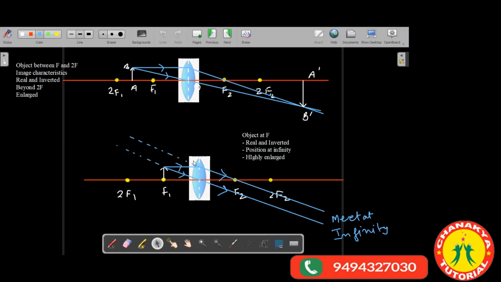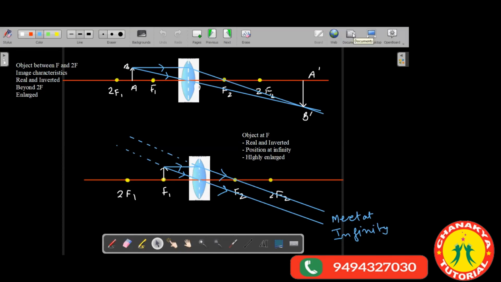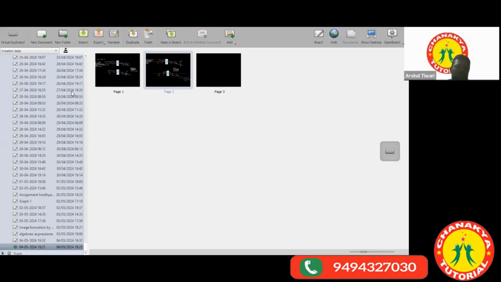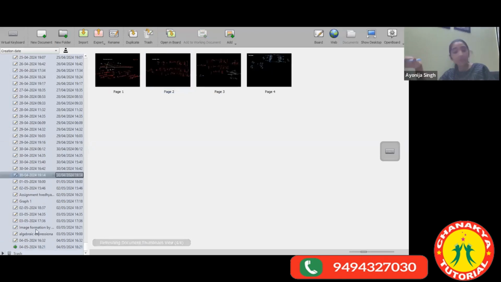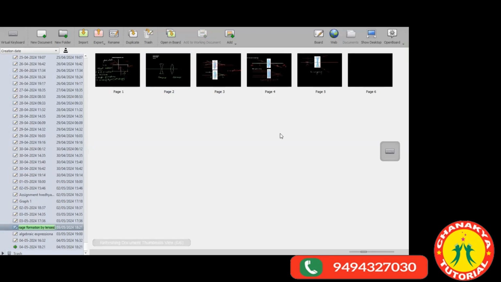Sir, could you show one of yesterday's diagrams, sir? That glass lab diagram. Glass lab I have, sir. That I drew. Okay, just 1 minute, let me show you. Sir, in the last case, the image will be formed virtual and erect, na? Second in the page, the last one, the image formed will be virtual and erect.